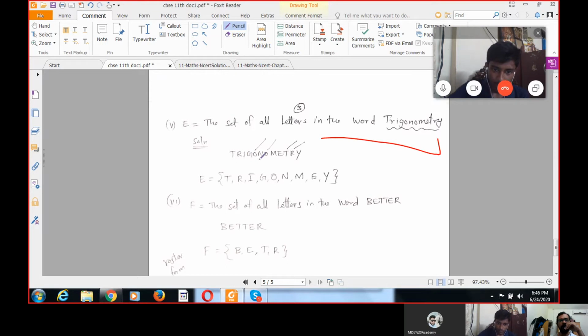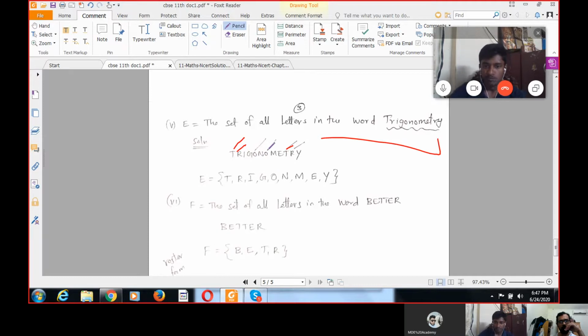Okay, so here O is repeated, it comes twice. And T is also repeated. The first is T, and then the last one is also T. And then R, R is also repeated. So the repeated letters you take only once. At this time, what is the set? The set is equal to trigonometry, so T, comma, R, comma, I, comma, G, comma, O, comma, N, comma.